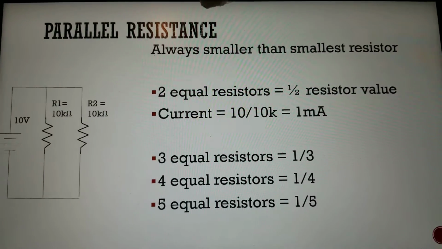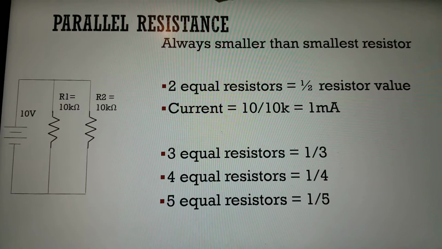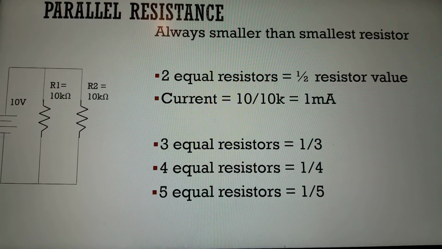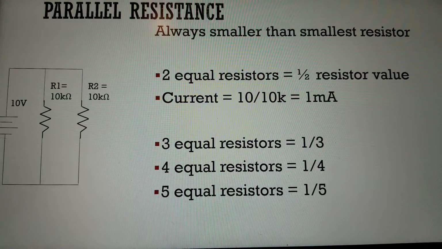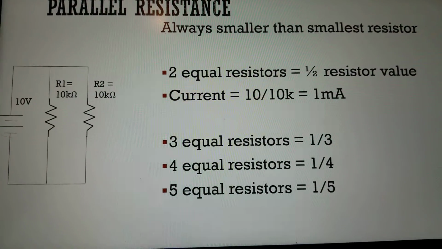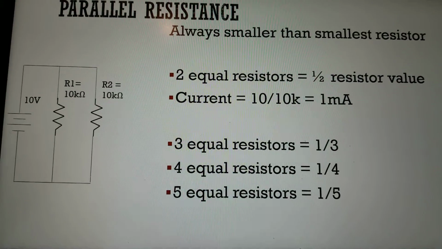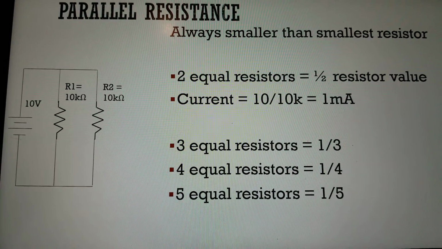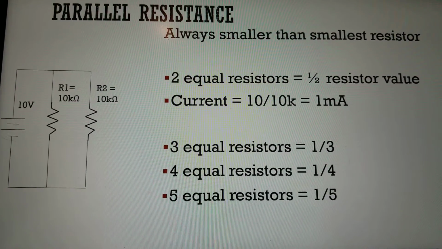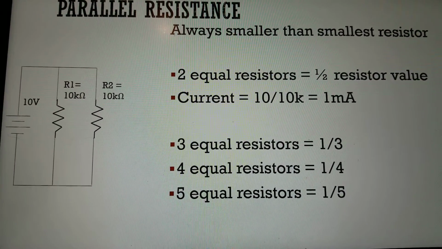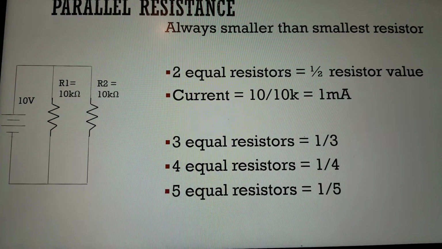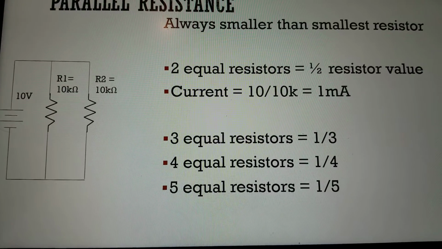If we have 2 equal value resistors in parallel, then the total resistance will be half the resistor value. The current here would be 10 over 10K, which is 1 milliamp. If you have 3 equal resistors in parallel, then the total resistance is 1/3 of that value. 4 equal value resistors, 1/4. 5 equal value resistors, 1/5, and so on.